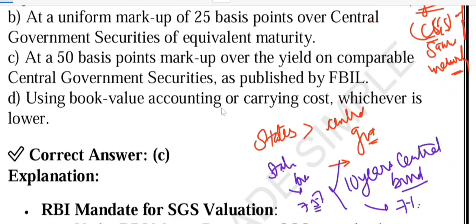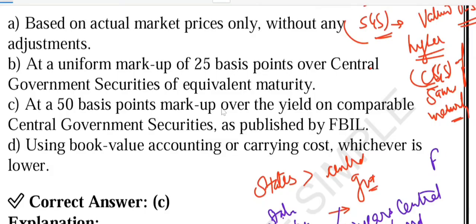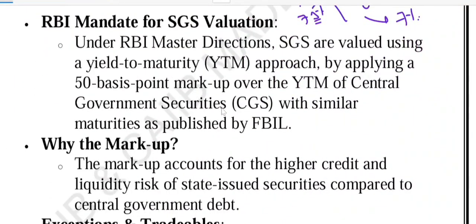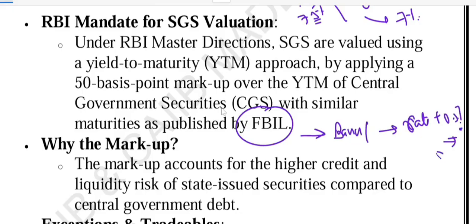So where does the data come from? The data comes from FBIL. What is FBIL? Financial Benchmark India Limited. They publish central bond yield data every day. The data published by FBIL is used by banks. Banks use the rate published by FBIL plus add 0.5% for state bonds. Since they are riskier, there is more reward in the form of interest rate.